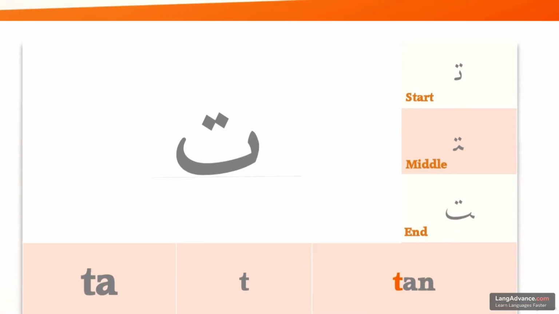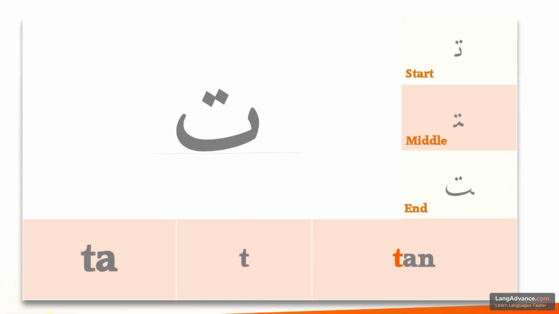Next letter, T. So this letter is called T. It's like the T in English. In the separate form, it's written like this. At the start, we write it like this, middle and end. It's like T in tan.